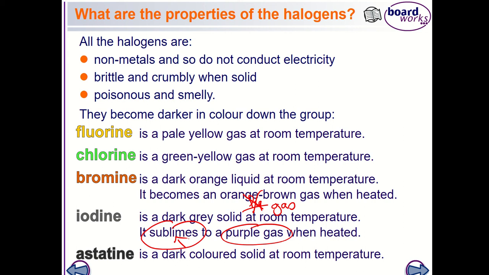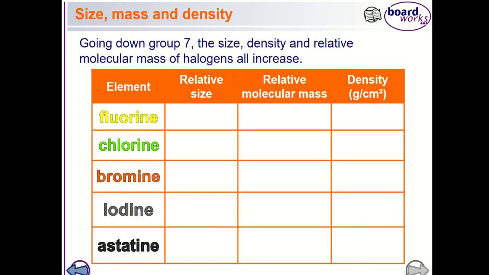Astatine, which you don't have to know, but you may be asked to predict what it's like. So it just continues the trend of becoming darker and becoming more solid. So it's almost a black solid at room temperature.